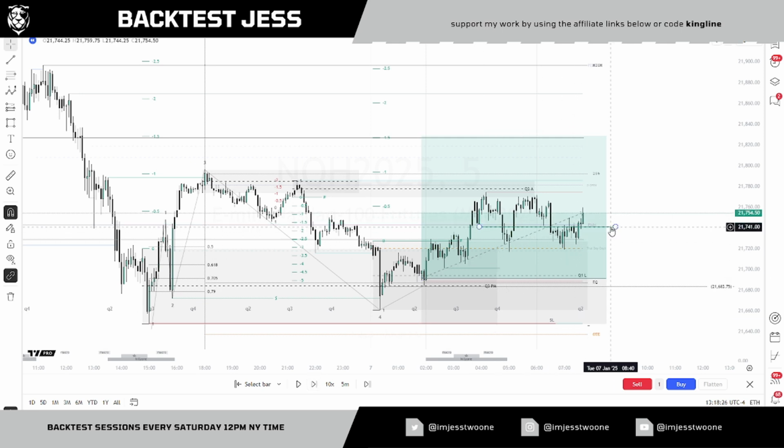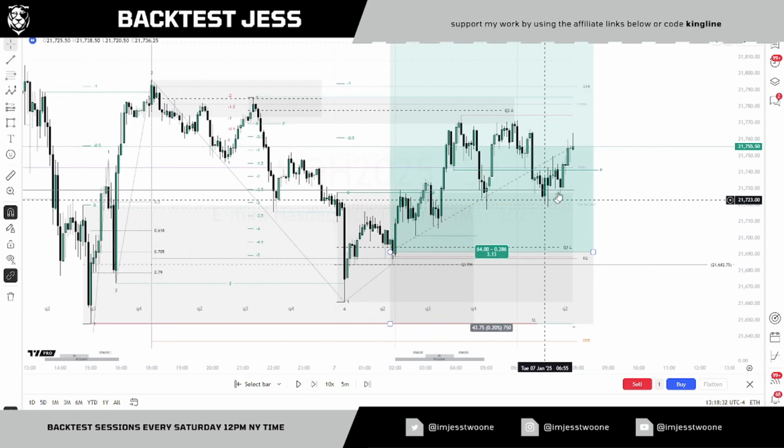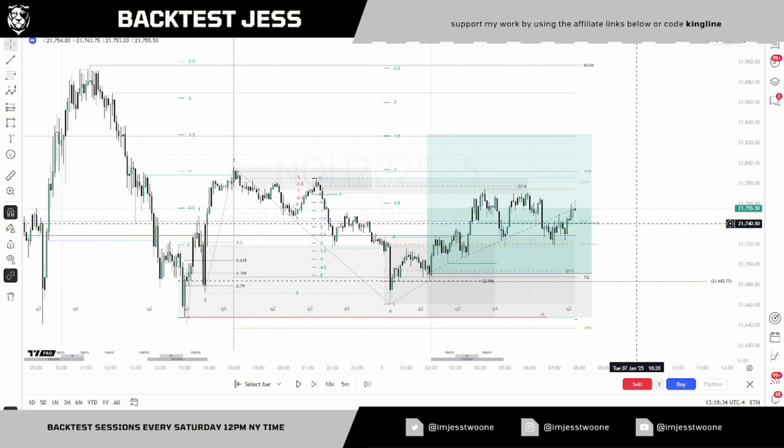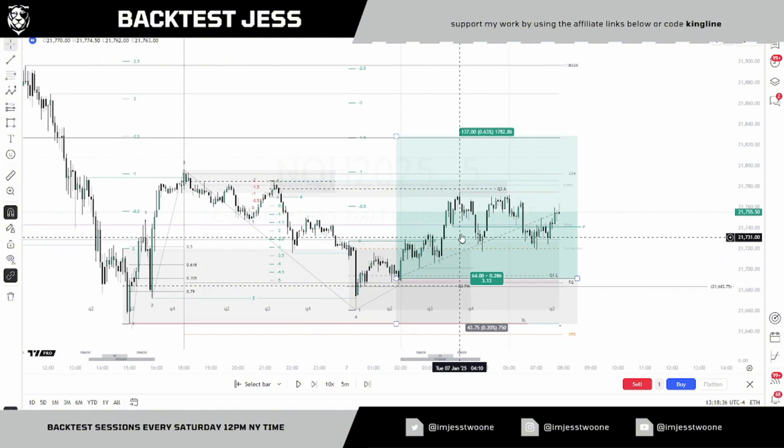Alright, so the CSD is still being invalidated. It's just accumulating on top now. We are accumulating as opposed to displacing lower. We still kind of don't have an answer. We're accumulating inside of the London range.